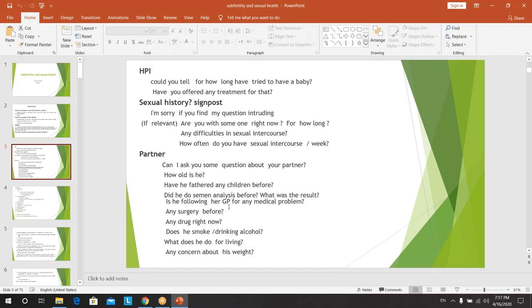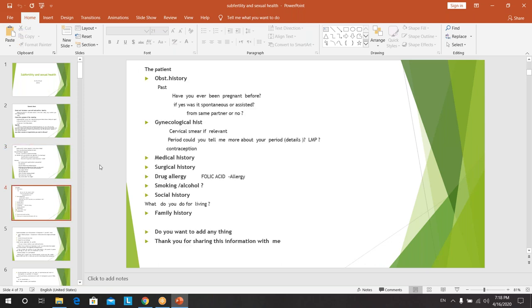Is he followed by his GP for any medical problem, any surgery before, any drug? Does he smoke, drink alcohol, use injection drugs? What does he do for a living? Any concern about his weight? Because body mass index also can affect fertility.